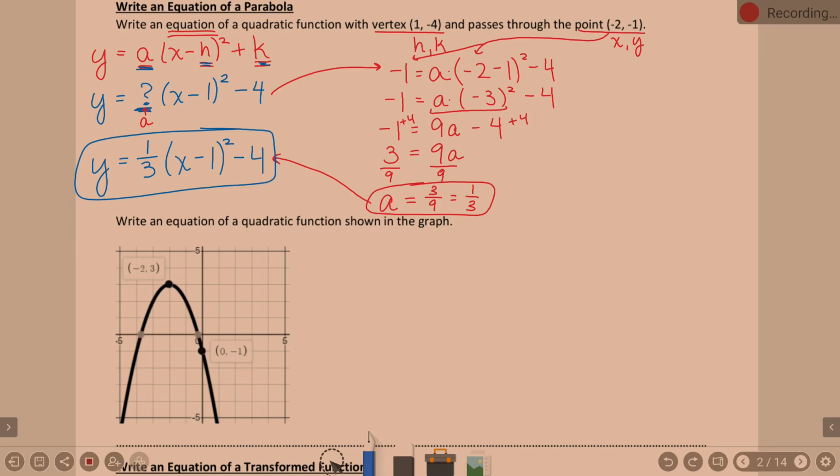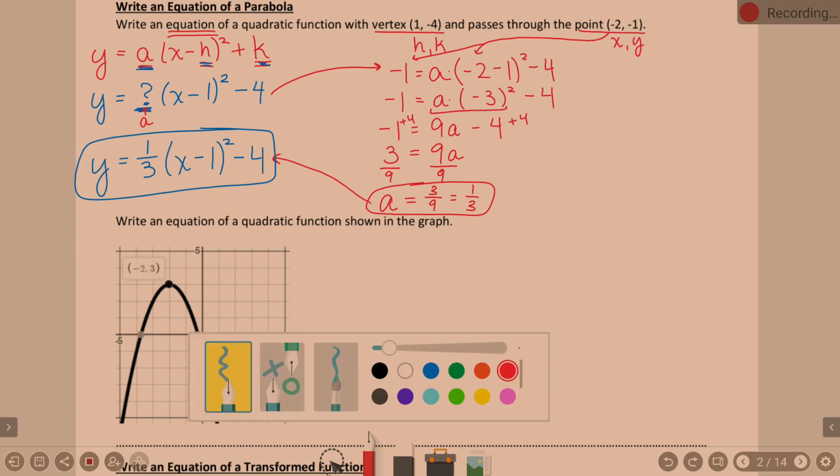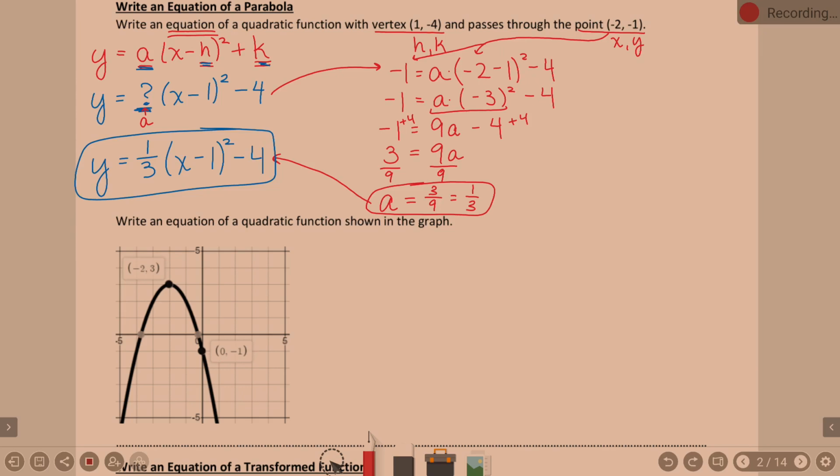Another one. This time they want us to write an equation of the graph. But what did they give me in that graph? What are they giving me here? What do we see here? They gave me some points, yes. One of those is very specific.